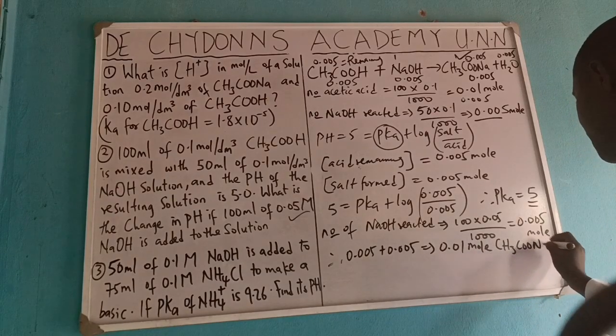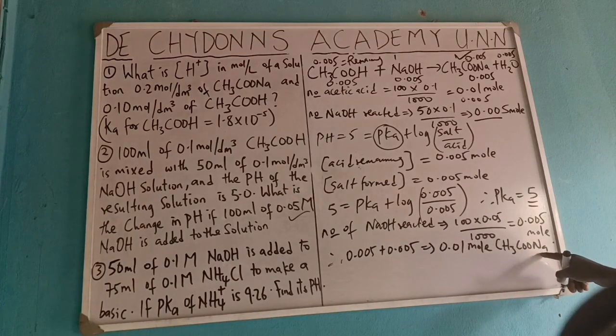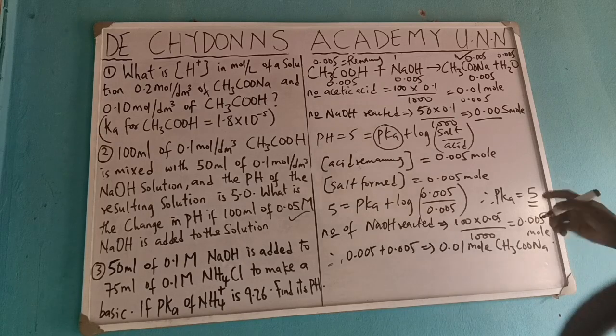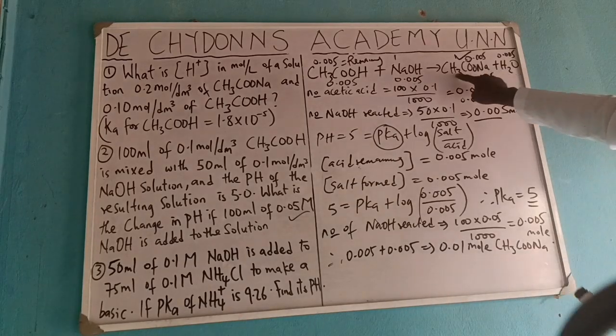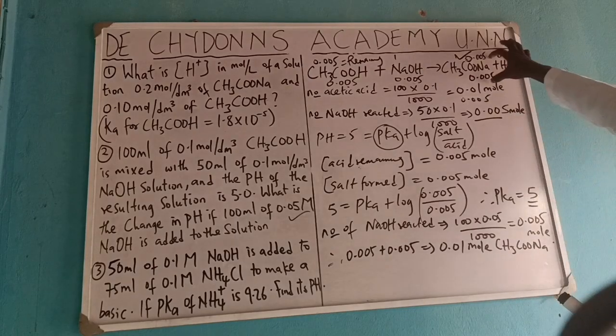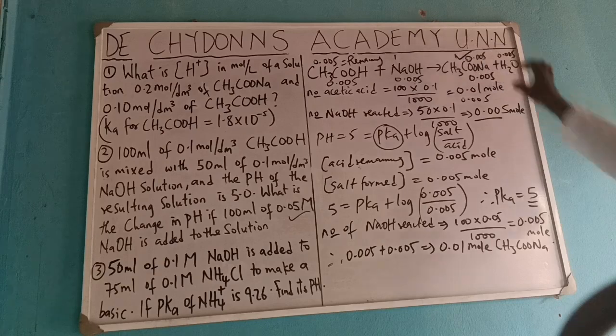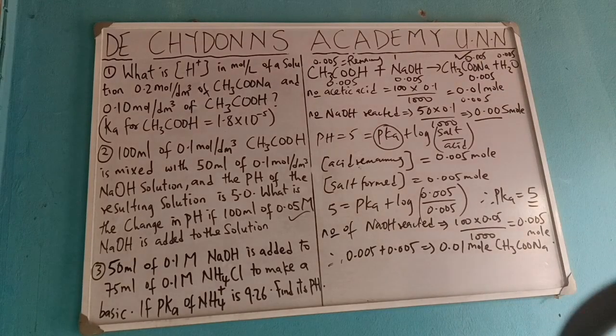The salt remaining. We call this what? What type of? This is a salt. And because this is a salt now, salt and water, that means that is what we'll be having. The result of this will no longer be a what? Buffer. It will no longer be a buffer. It will be salt and water.